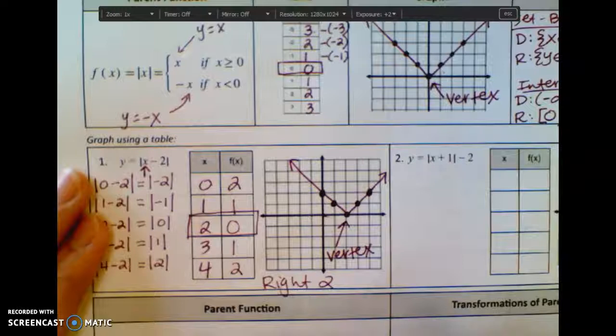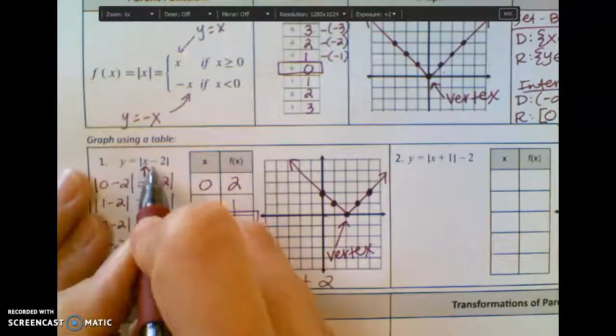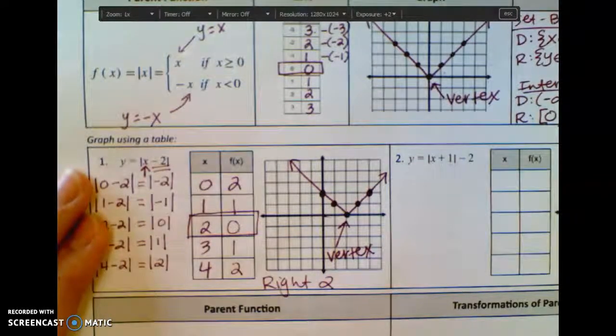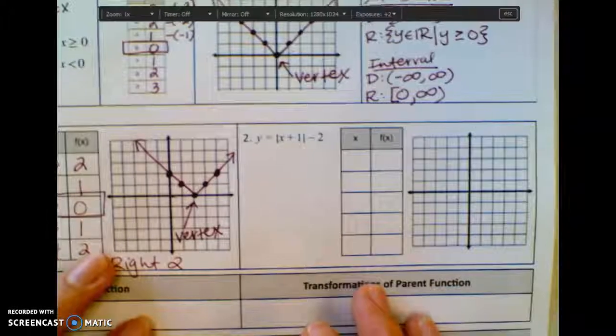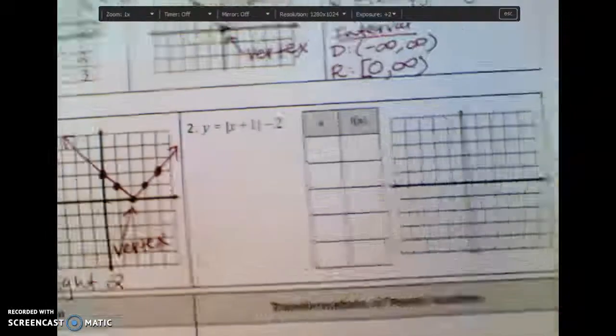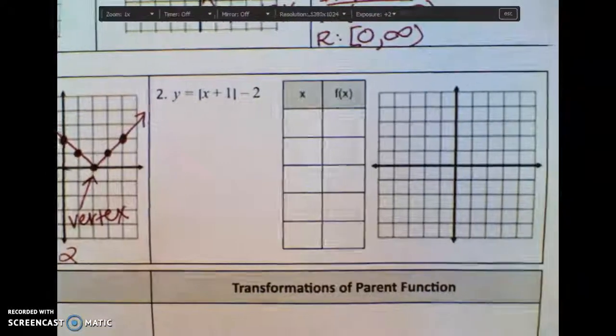And let's look at our function. What do you see in our function? I see a negative 2 there. That is connected, and we are going to talk about that in a bit. So let's look at the next example, and then we'll talk about transformations.